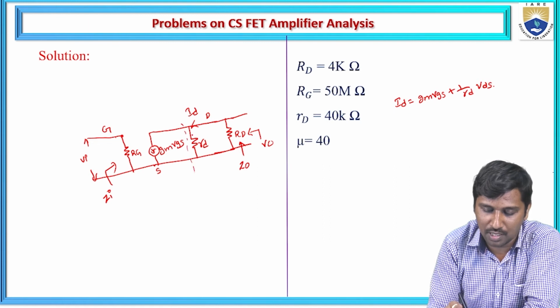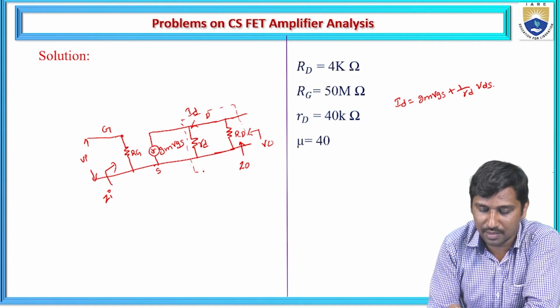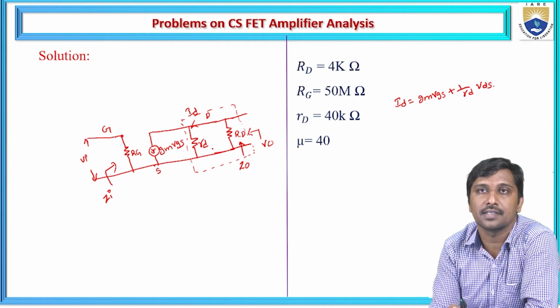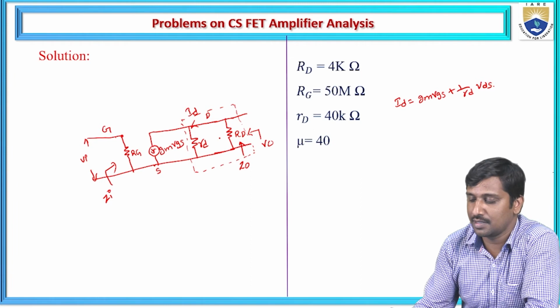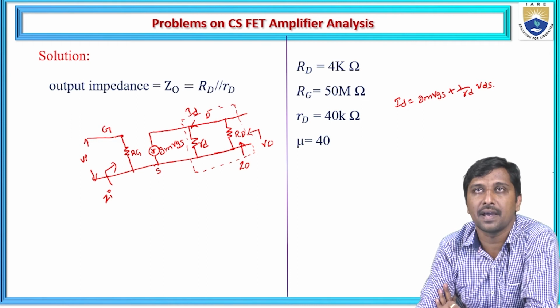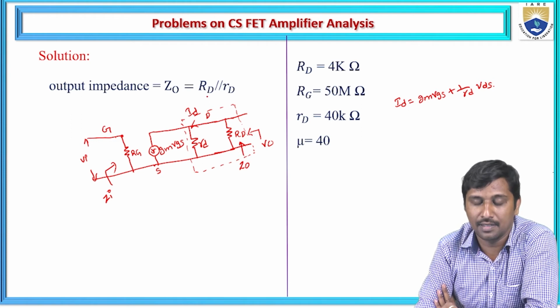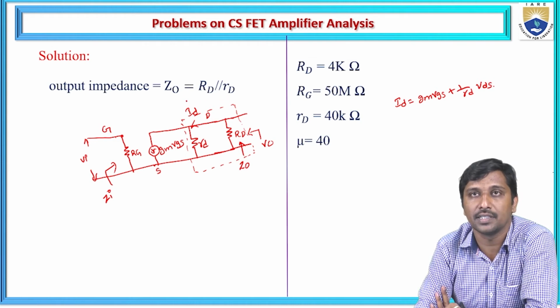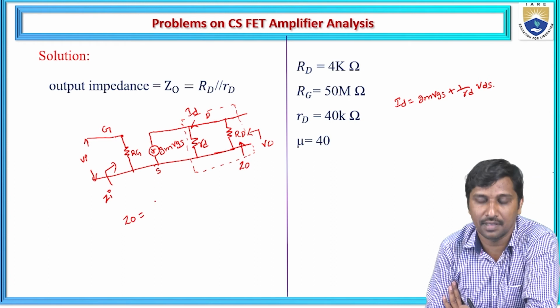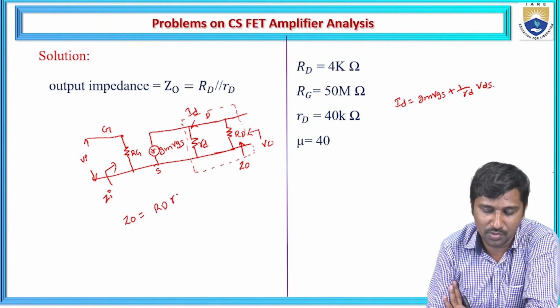So if you observe this output port, now we need to calculate the total output impedance. From that we can say that these two resistances are in a parallel configuration. Hence Z0, the output impedance, is represented as the parallel combination of the external load resistance and the internal drain resistance. Hence Z0 is approximately equal to RD in parallel with internal drain resistance. From that we can write Z0 as capital RD into small rd by capital RD plus small rd.